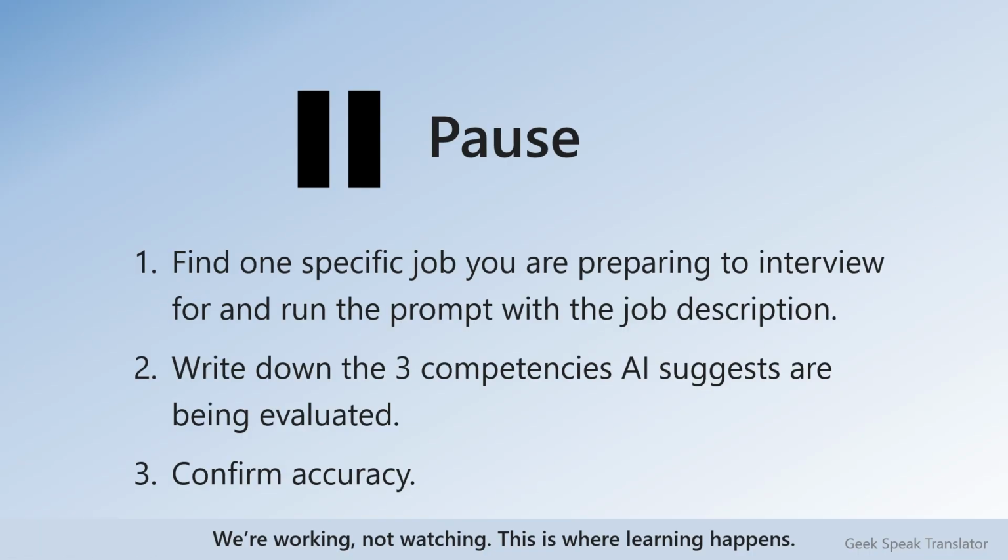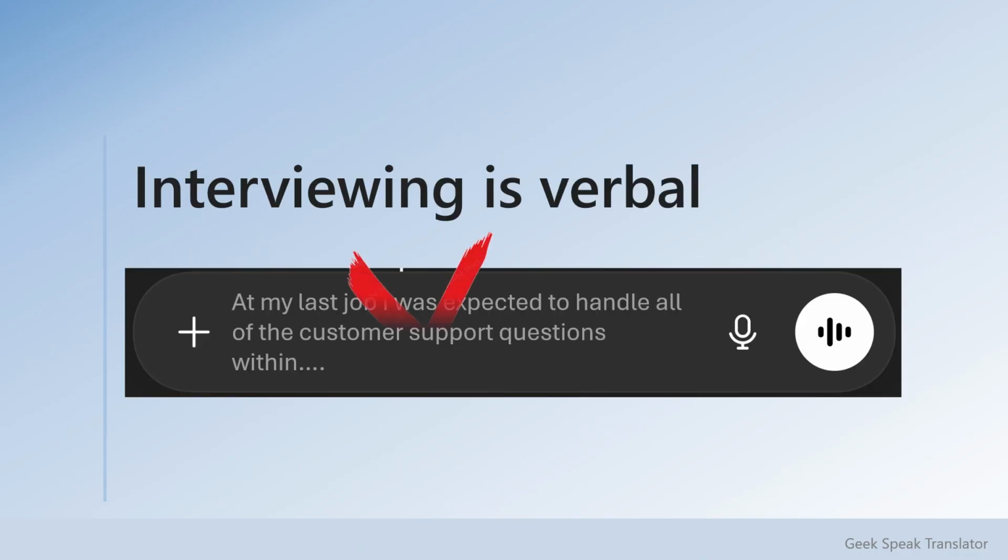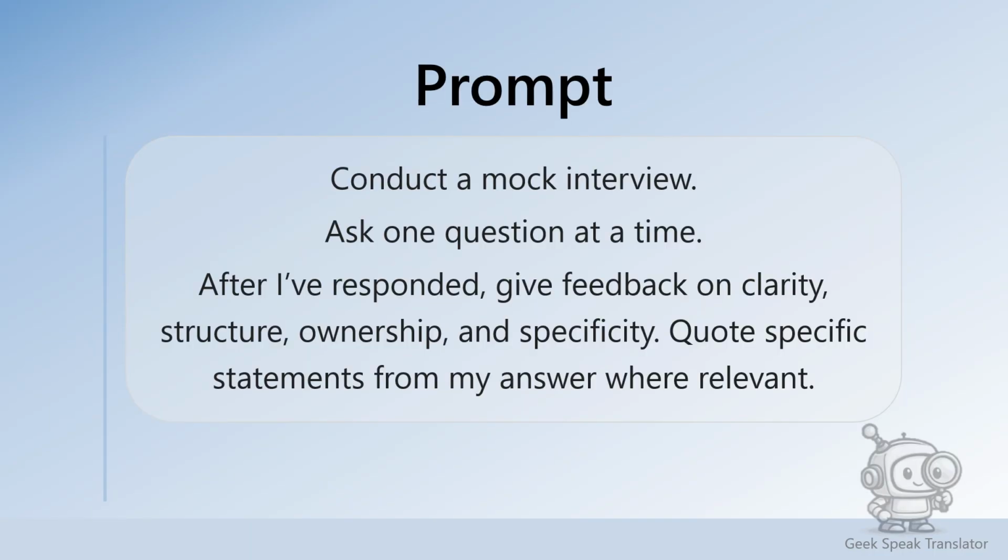Now, most people stop here and just read the questions and write their answers. Don't. Interviewing is verbal. Instead of typing, you can use the microphone icon in the chat prompt field. This enables the dictate mode so you can speak your responses. So to practice our interview, we're going to use this prompt, asking it to ask one question at a time and give feedback on clarity, structure, ownership, and specificity, and to provide quotes where relevant.